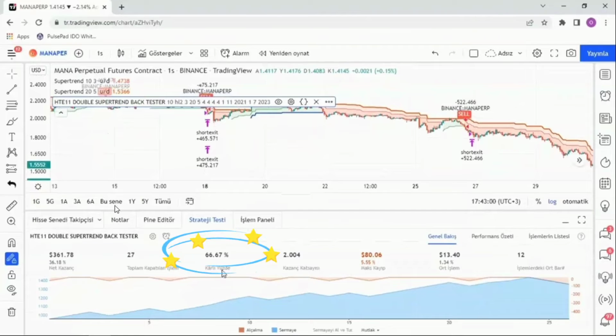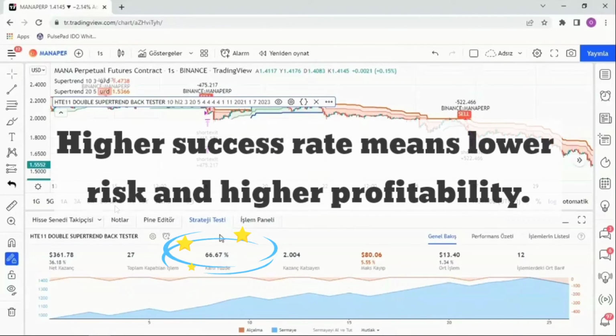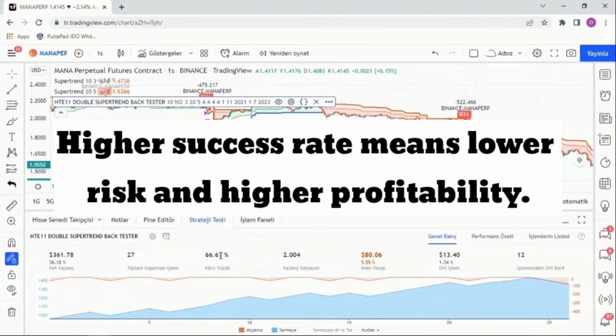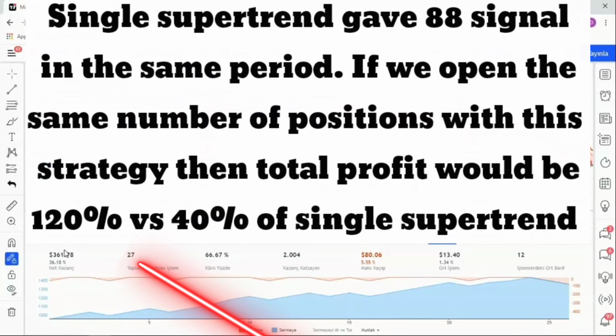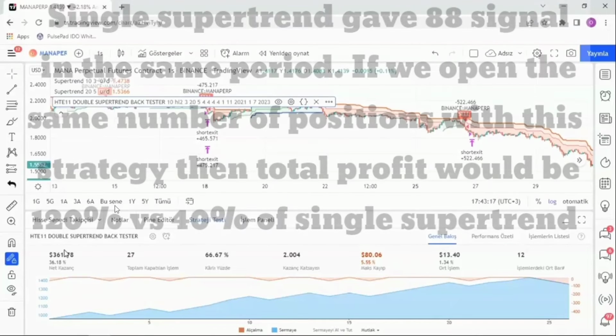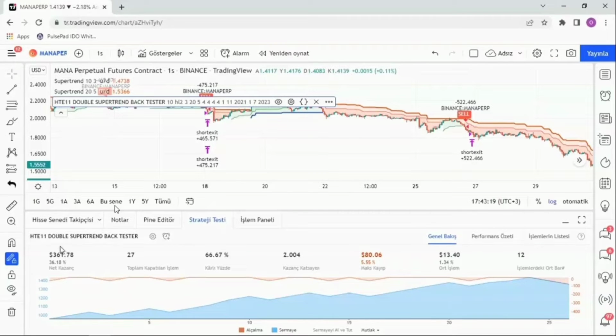As you can see, our success rate is increased significantly. Net profit didn't seem to change, however, it doesn't matter. The reason behind this is the decreased number of positions. When you take the same number of positions on different coins or on different time frames, when you open and close the same number of positions, your total profit will be much higher than the previous strategy.